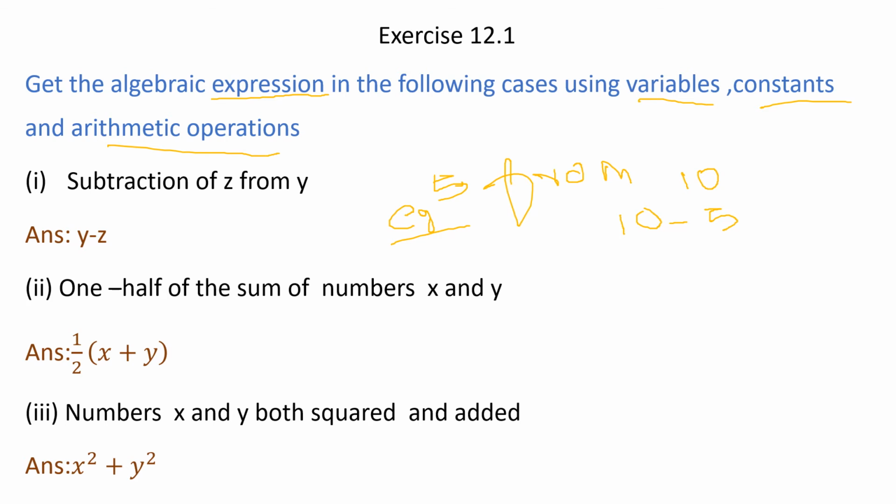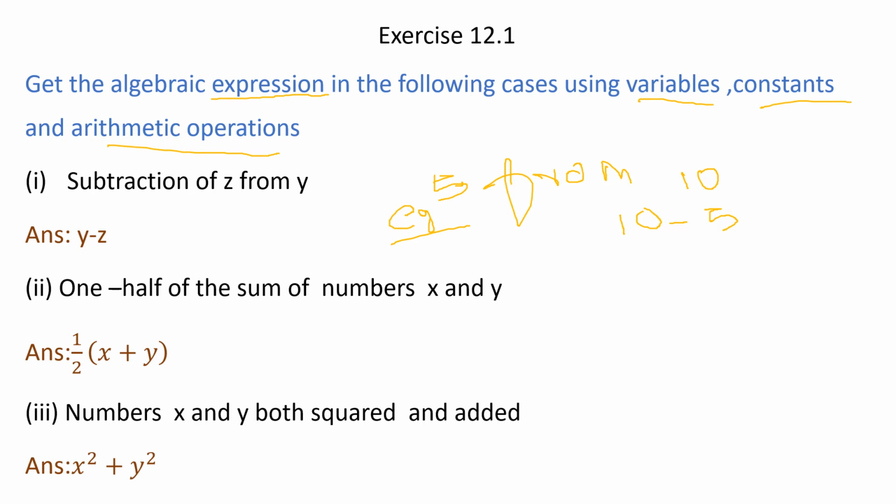So is y minus z a monomial or binomial or trinomial or polynomial? This is a binomial. But in general we'll say all these expressions are polynomials. If I am specifically asking whether y minus z is a monomial or binomial, you can say it is a binomial. You have here two different terms, or two unlike terms. Generally we can say it is a polynomial.